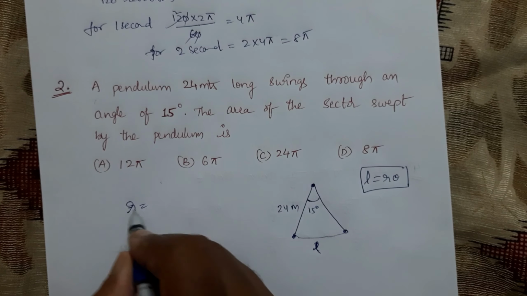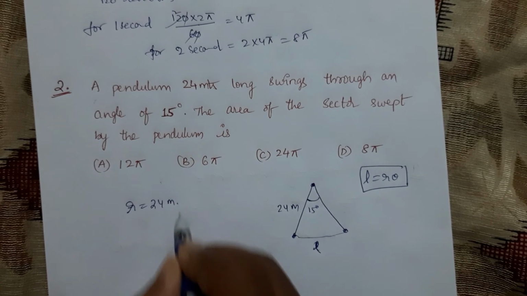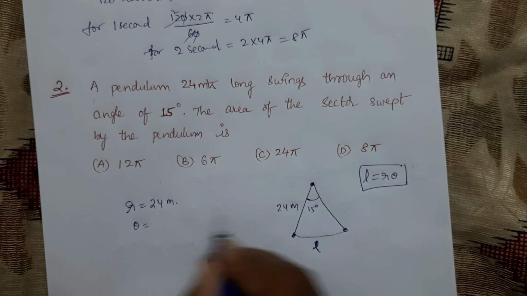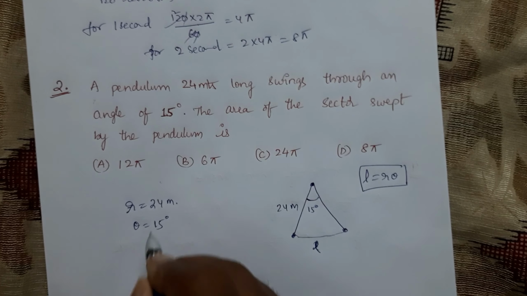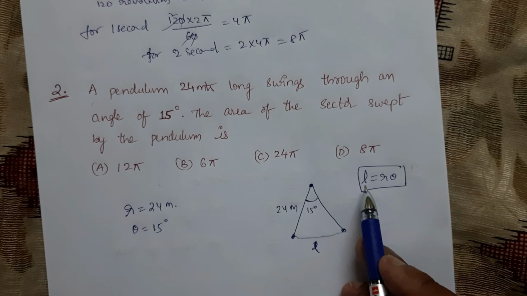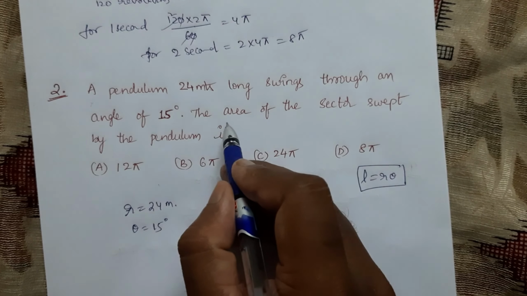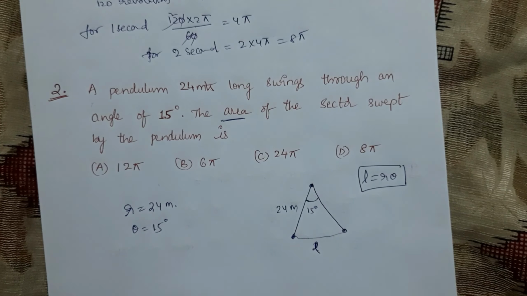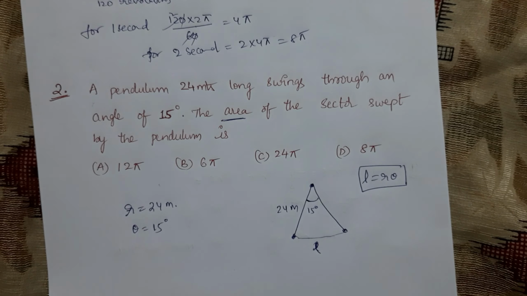That means here the R value they have given is 24 meters, and theta is 15 degrees. Whenever they give data like this, they may ask for the length of an arc. Otherwise, here they are asking the area of the sector. By using these values, they may ask the length of the arc, or the area of the sector also.